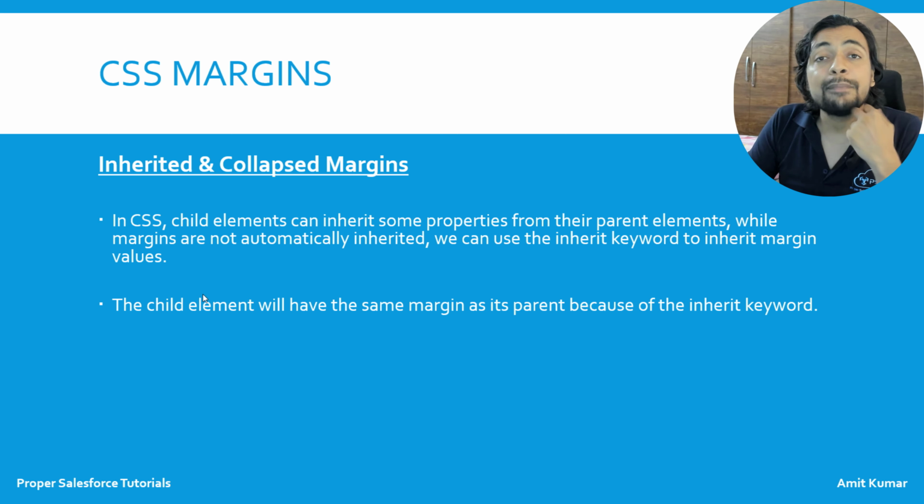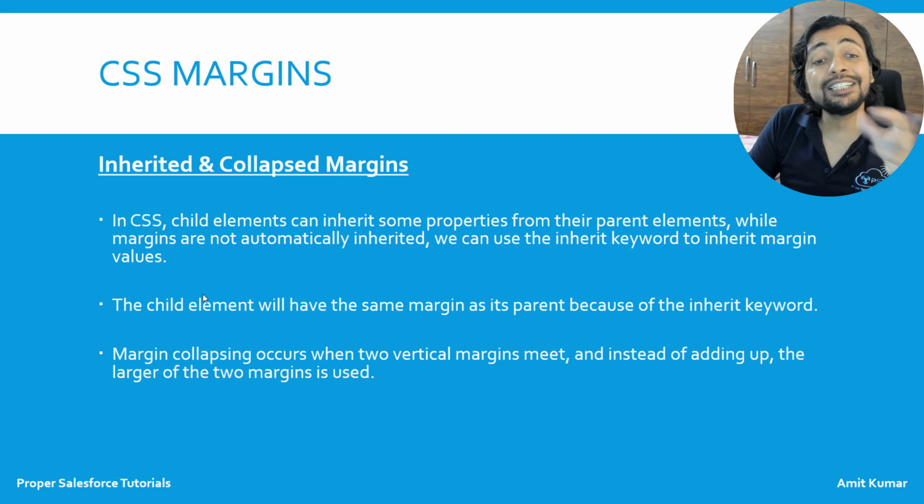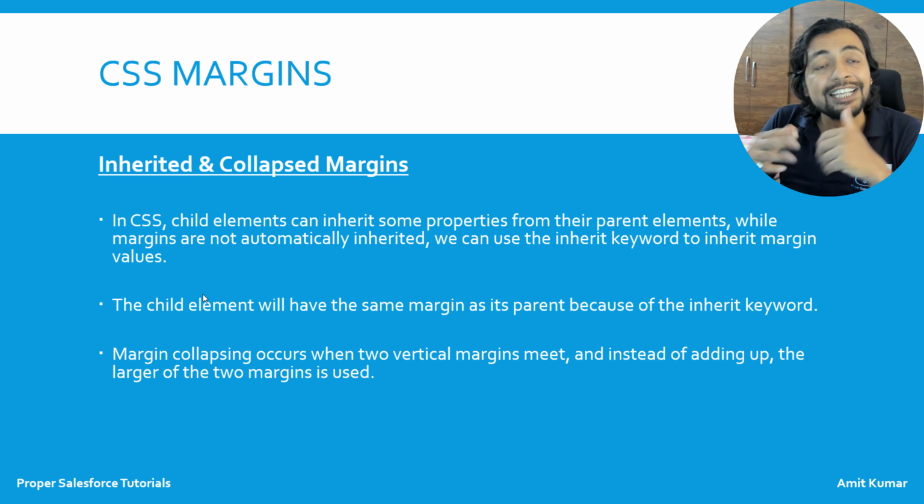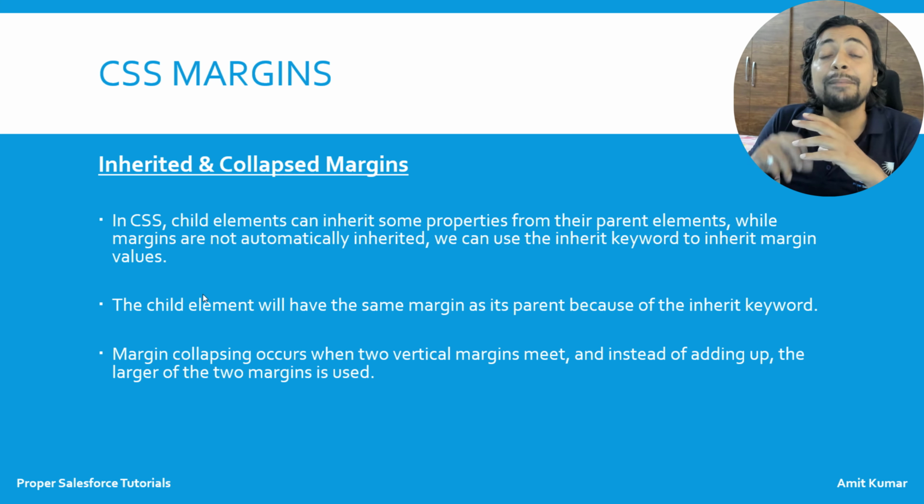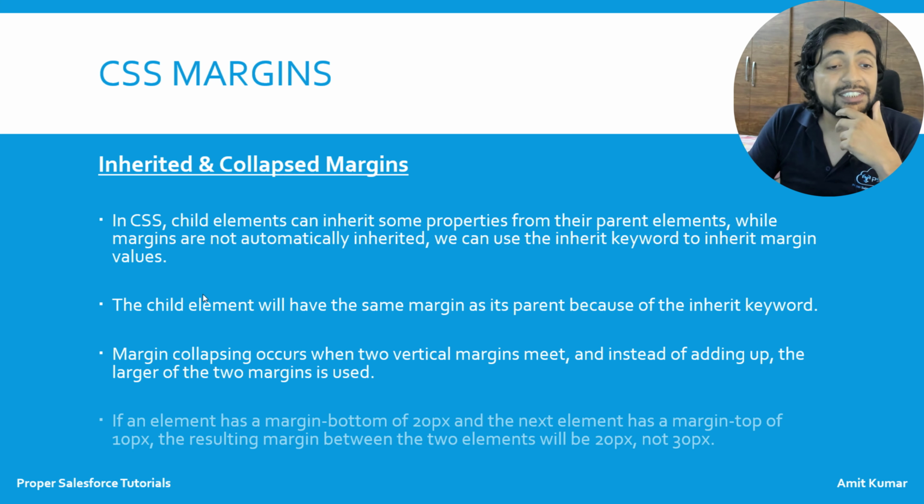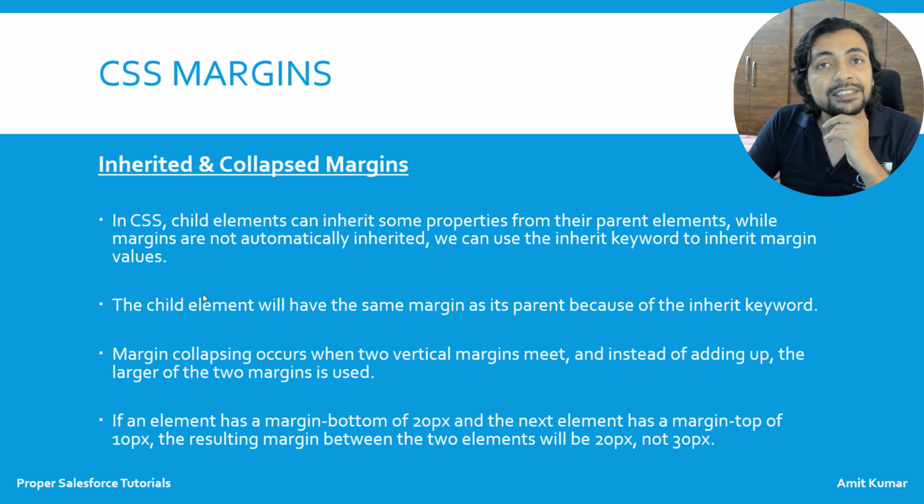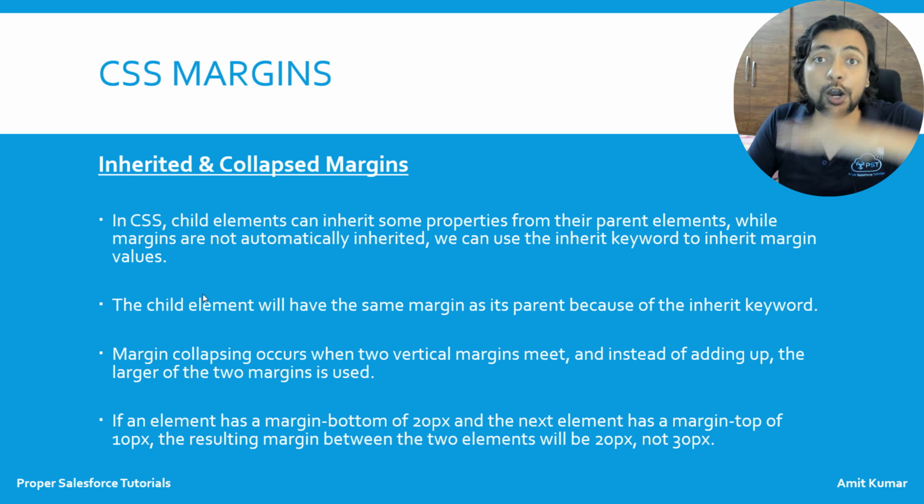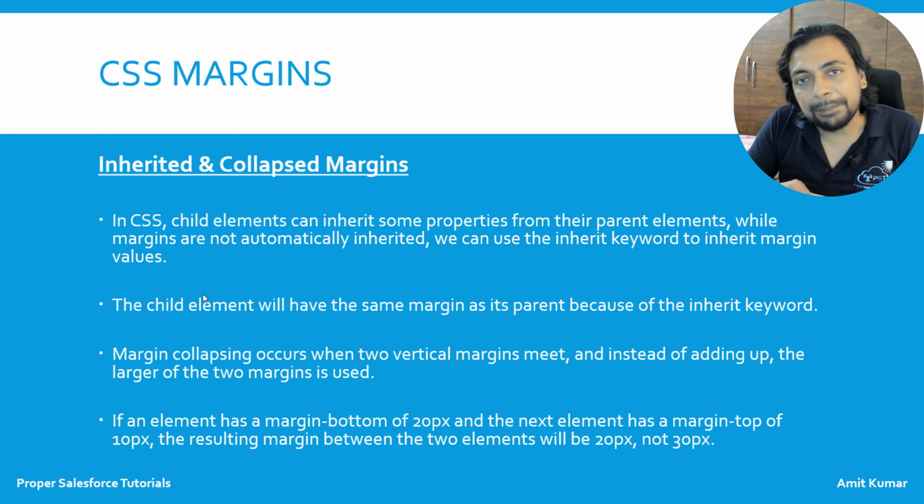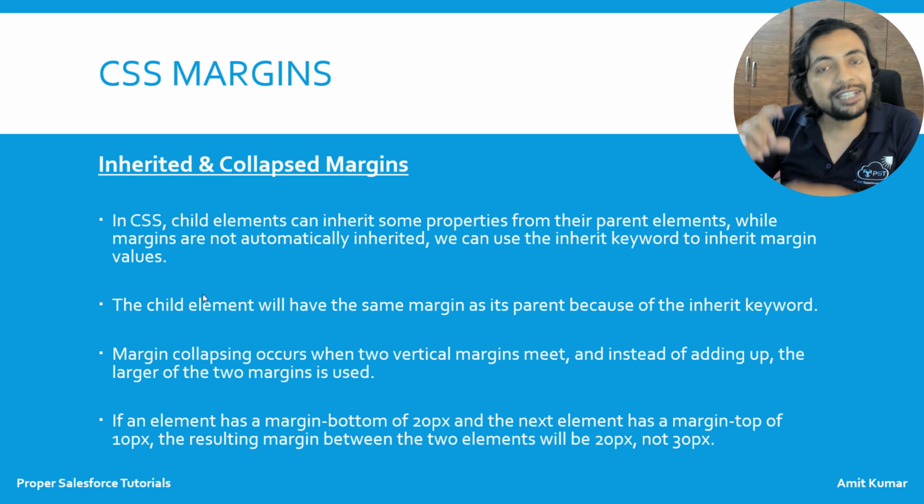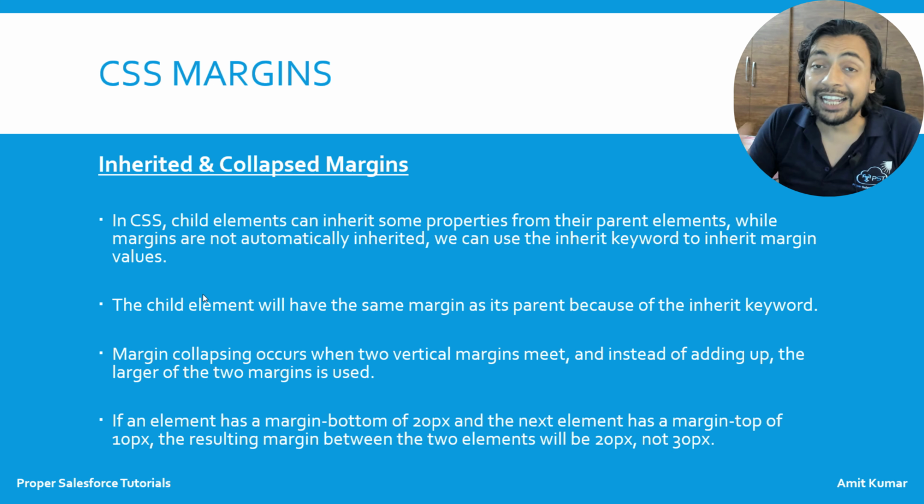So this is what inherited margin is. So what about collapsed margin? Margin collapsing occurs when two vertical margins meet, and instead of adding up the margins of both, it gives the margin of the largest value. For example, if there are two elements, one with margin bottom as 20 pixels and the adjacent one with margin top as 10 pixels, definitely the total margin between them should be 30 pixels, right? But that won't be the result. It will collapse the margin and will take 20 pixels as the margin between them rather than 30 pixels. So that's what margin collapsing is.